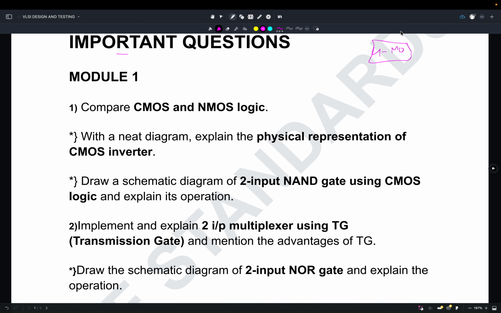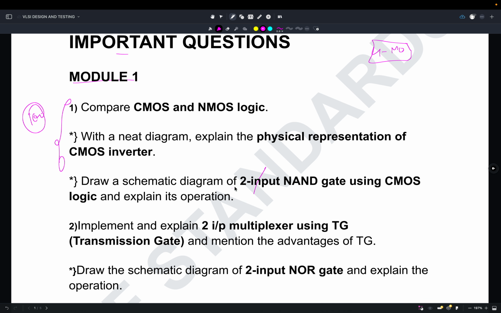Okay, let's see module 1. In module 1: compare the CMOS and NMOS logics. It's a very important question. With the n-well diagram, explain the physical representation of CMOS inverters. And draw the schematic diagram of a two-input AND gate using the CMOS logic expression and explain the operation. Of these 3 questions, 1 question is going to come on your exam. So the third question is very important.